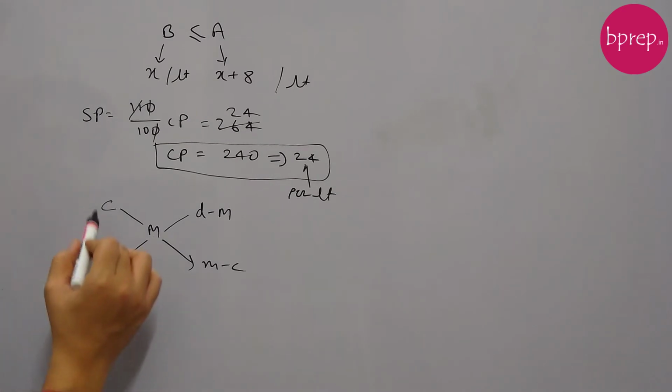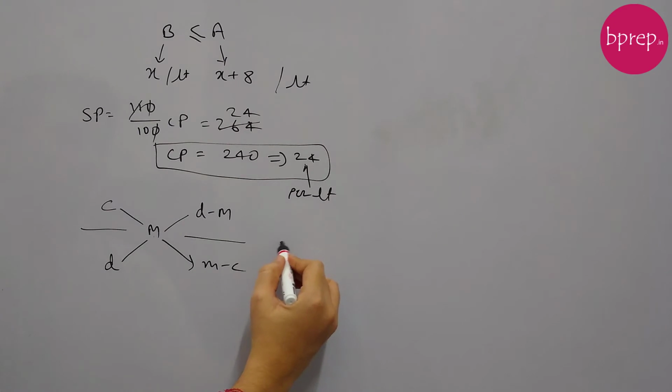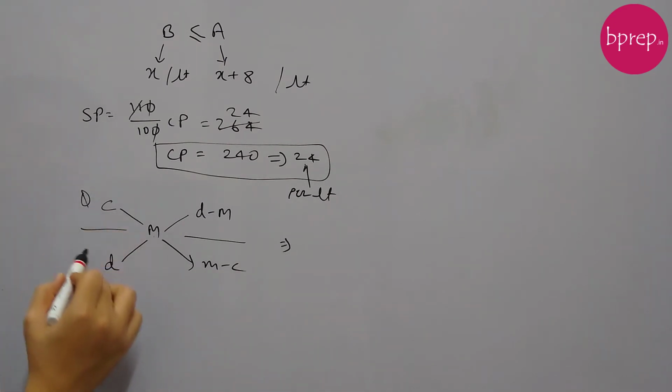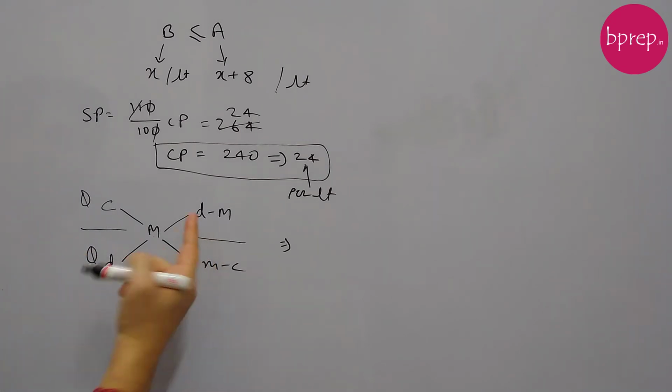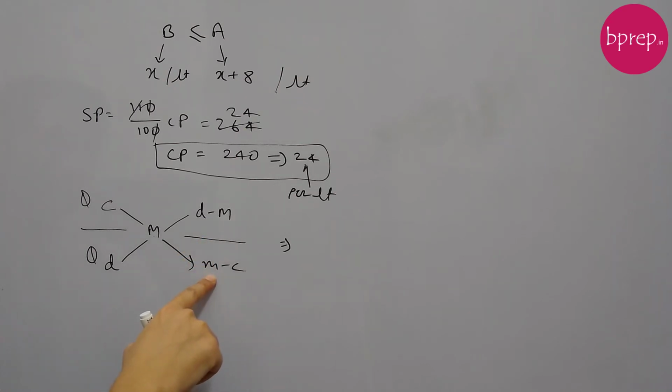Now C by D is equal to D minus M by M minus C. So from here we can say the quantity of cheaper material by the quantity of dearer material is equal to the price of dearer material minus the mean price, by the mean price minus the cost price of cheaper material. So this is the formula.